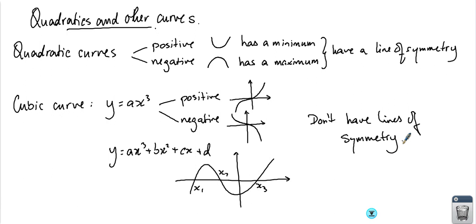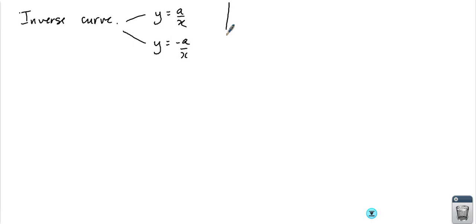Now, then we have also the inverse curve. Again, we have two types of inverse curves: y equals a on x, or y equals minus a on x. In the first case, it would be something similar to this. In the second case, it would be something similar to this. Both curves never meet the x-axis, they never meet the y-axis, so they are always unsolvable, no solution.